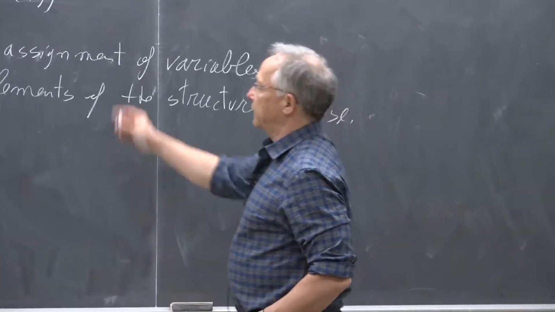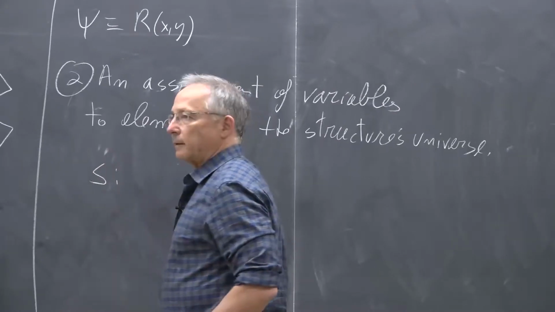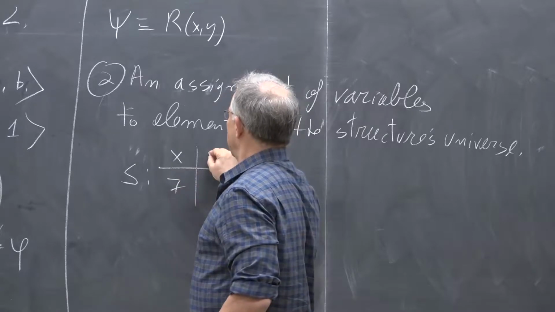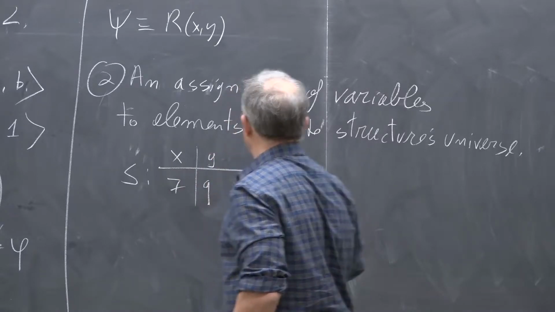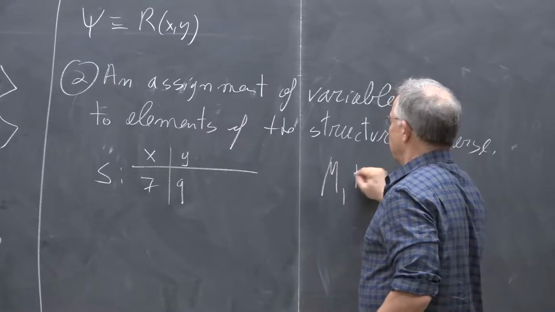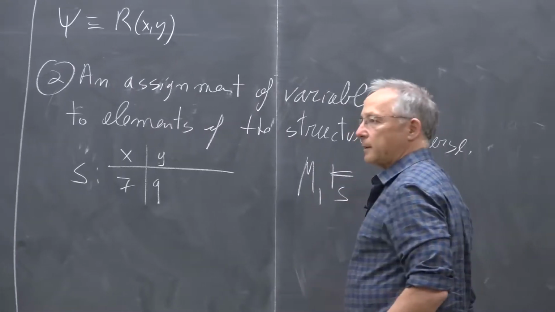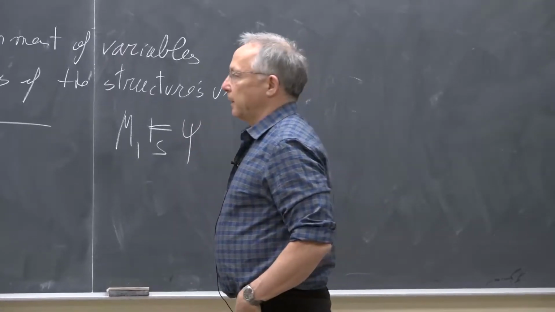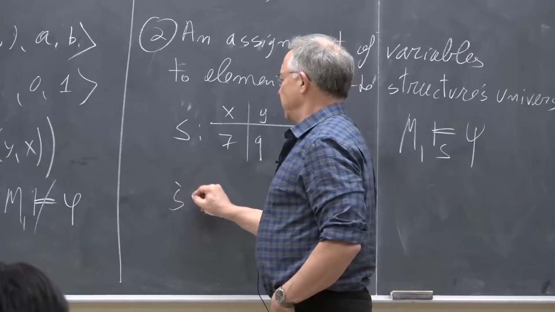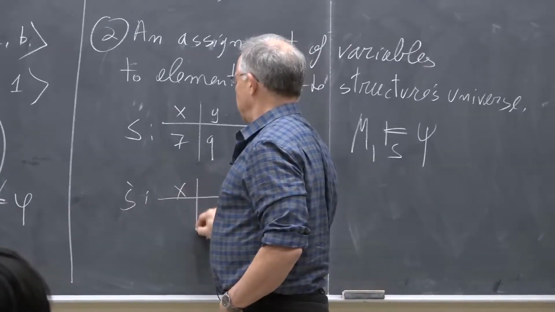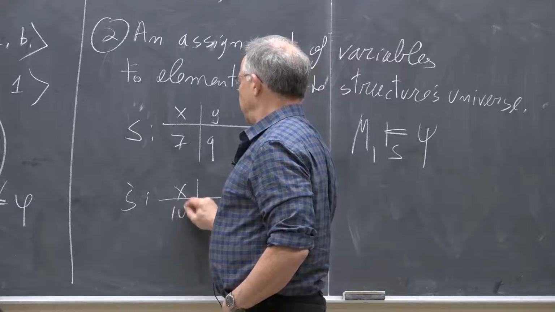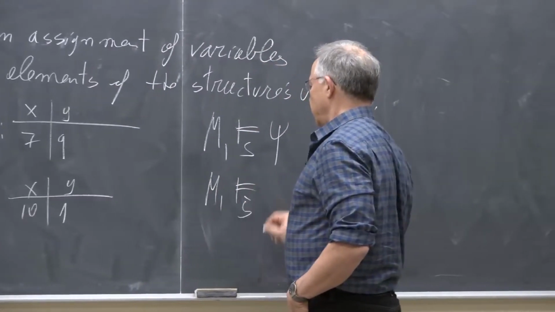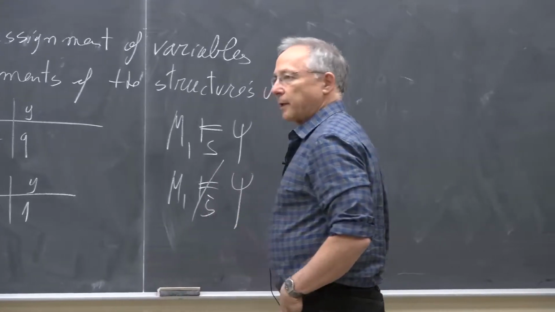So if I take now the assignment S that maps x to 7 and y to 9, then M1 under the assignment S will satisfy my formula psi. And if I take another assignment S prime that takes x to 10 and y to 1, then the same M1 under the assignment S prime will not satisfy the same psi.